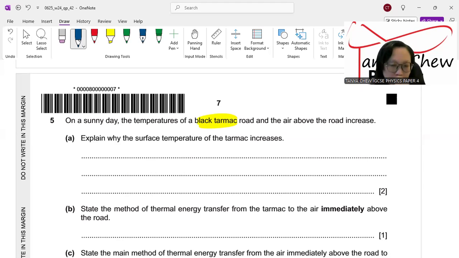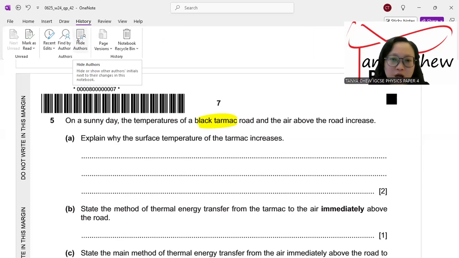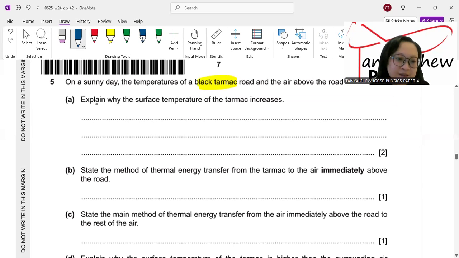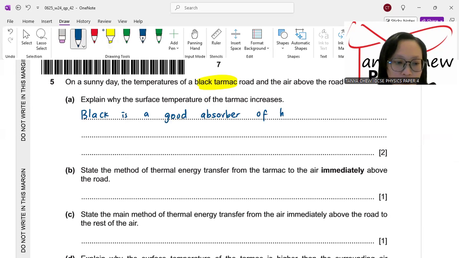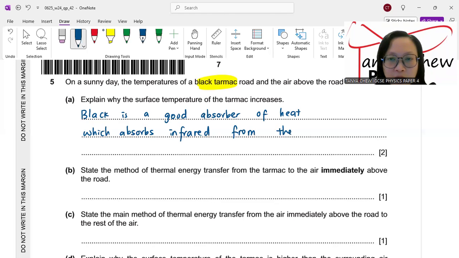So the surface temperature of the tarmac increases. It is due to black itself. Black color is a good absorber of heat. Okay, and the second mark, which absorbs infrared from the sun. That's it.